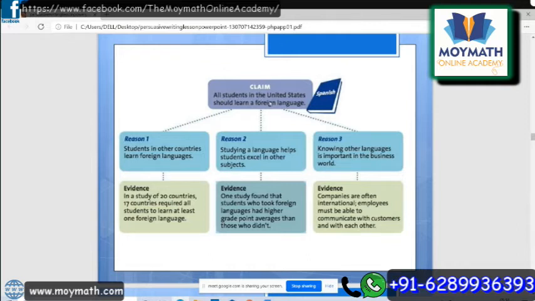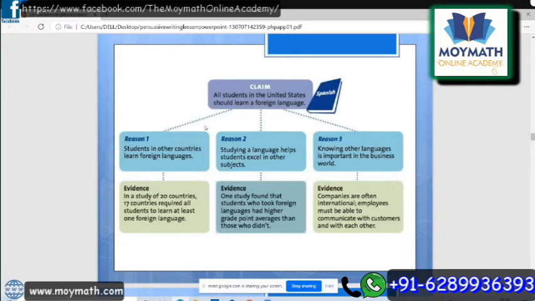All students in the... so what about you, Harry? Do you agree that students in the US should learn a foreign language or need not learn a foreign language? They should. Do you learn a foreign language? I did not. Okay. So the claim is: all students in the United States should learn a foreign language. That is a claim that you are making.